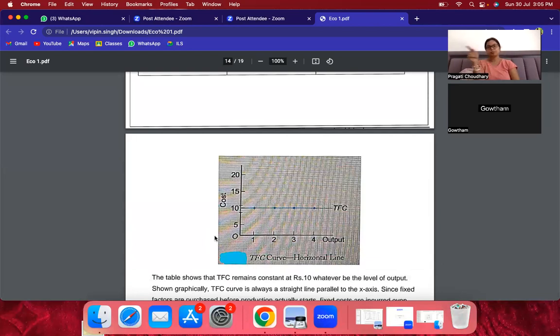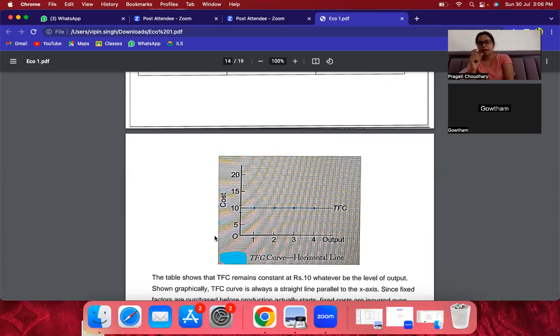The graph for total fixed cost is going to be a horizontal straight line. On the y-axis it is cost, on the x-axis it is output. Output is always on the x-axis, and cost is on the y-axis. So what I told you is that fixed cost never changes due to a change in output.